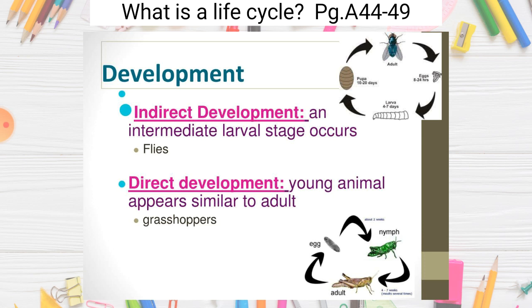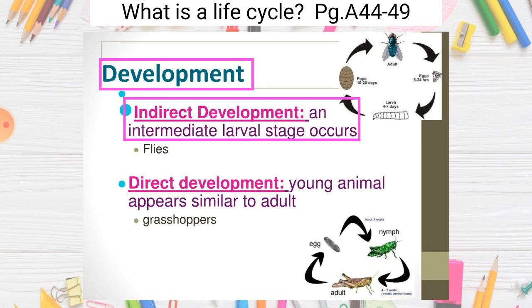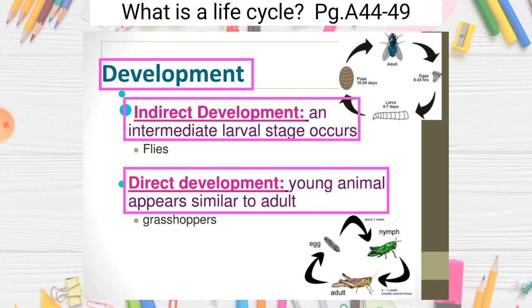The development is how an organism grows. There are two types of development. 1. Indirect development, when an intermediate larval stage occurs. The baby of the animal is not like the adult. For example, flies or butterflies. 2. Direct development. A young animal appears to be similar to the adult. Example, grasshoppers. Copy this on your notebook.